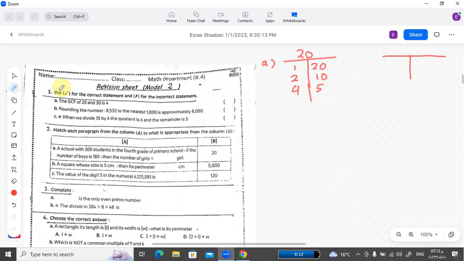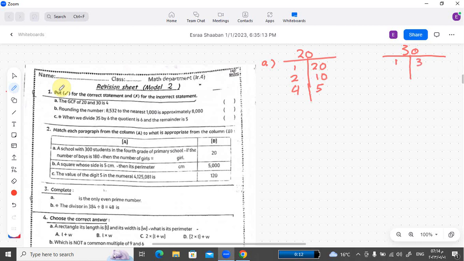We have rules. 1 is a factor for any number. 2 when the ones digit is even. 3 when the sum of the digits is in table 3. 4 in table 4. 5 the ones digit is 0 or 5. 6 we have to make sure it's in table 2 and 3 together. 7 in table 7, 8 in table 8, 9 like 3, the sum of the digits in table 9, and 10 the ones digit is 0. Okay, and let's find the factors of 30.